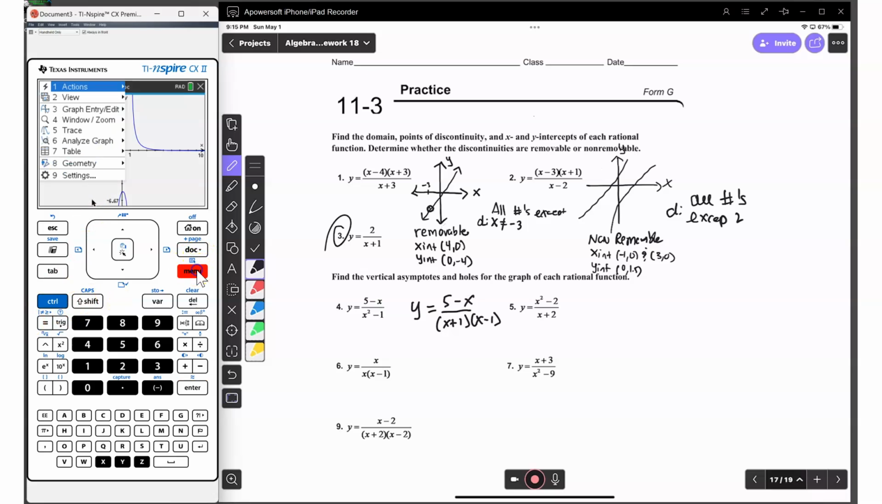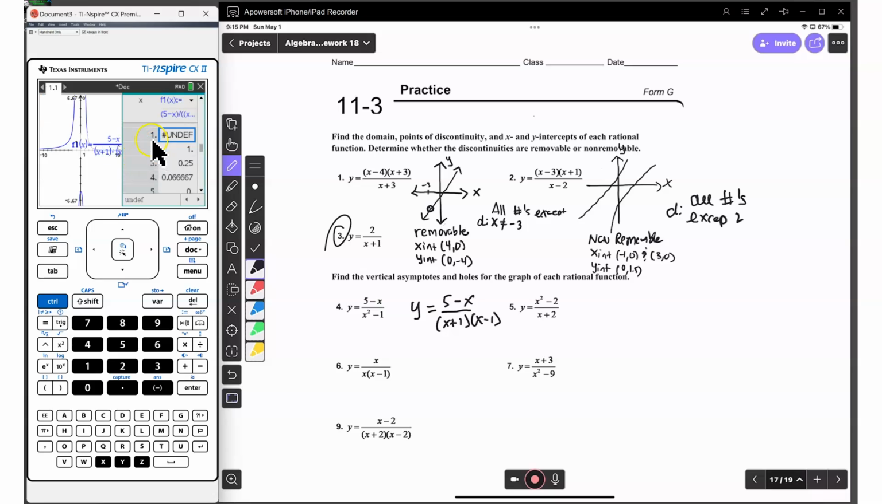And by looking at your table, it's undefined at 1. So let me write your vertical asymptotes. x equals 1 and x equals negative 1. So we're at 1, and if I scroll up, negative 1. So those are the two places that we have our vertical asymptotes.